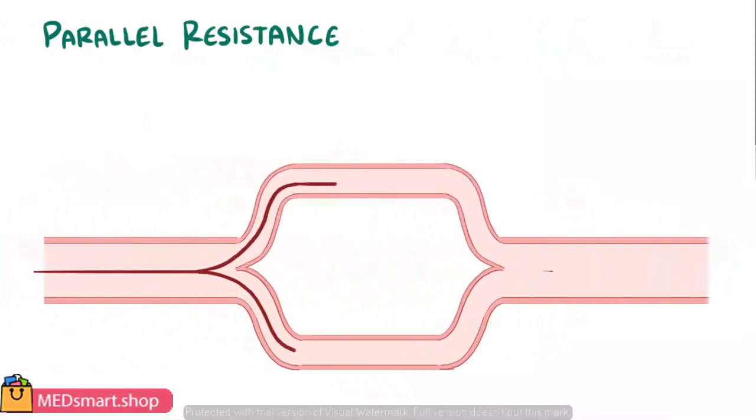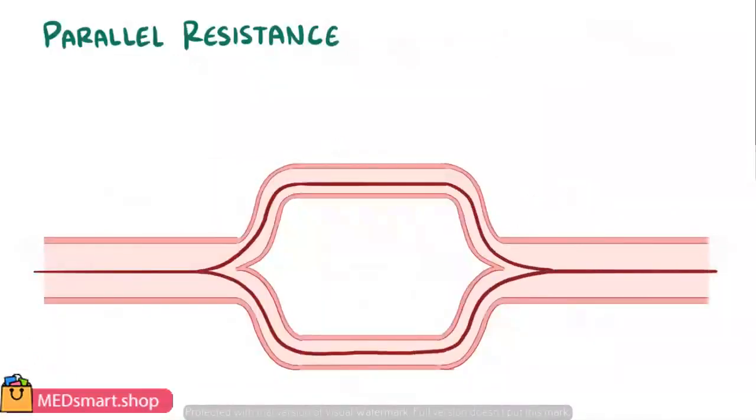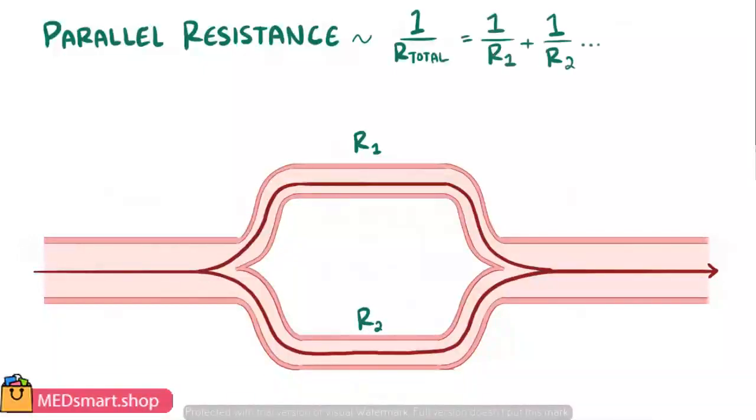In short, this is when two vessels branch and move blood in parallel, and then meet up again. Which is exactly what happens in the circulatory system, since they start at the same point, and then there's a lot of branching, and then ultimately all the blood meets up again in the right atrium. To calculate the total resistance for these portions where the blood vessels split, we use 1 over R total is equal to 1 over R1 plus 1 over R2, and so on.